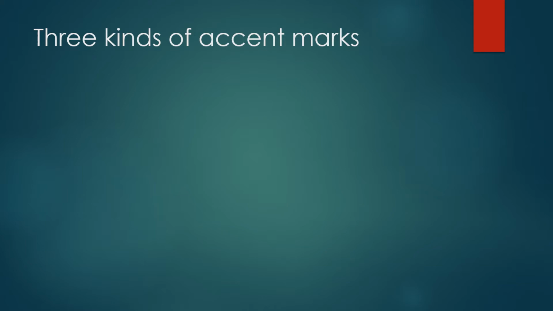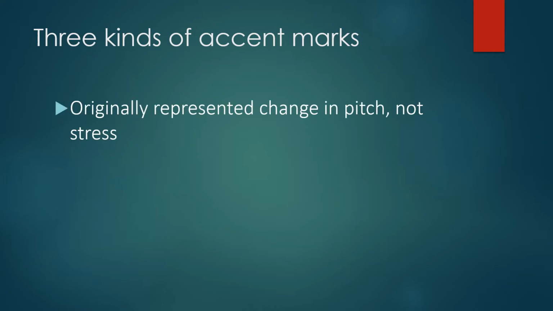So there are three kinds of accents in ancient Greek. Originally, the accent marks represented a change in pitch, not in stress. So English is a stress language. We put a bit of oomph or extra effort on the syllables that are stressed. So accent versus accent, or emphasis versus emphasis. Put the emphasis on the wrong syllable. When you say that, it sounds funny because the oomph is in the incorrect place.